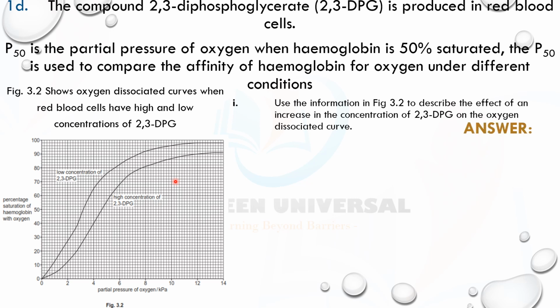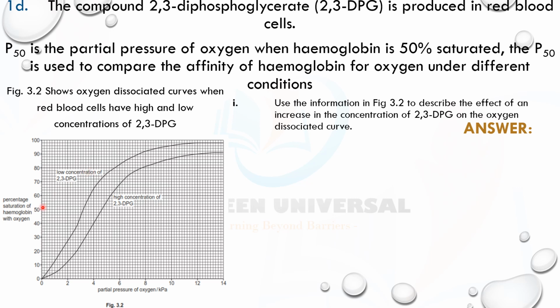Yes, we've seen that. Use the information in Fig 3.2 to describe the effect of an increase in the concentration of 2,3-DPG on the oxygen saturation curve. So we should describe the effect of increasing this. Can you see that? Now look at when there's low concentration. We can pause this video and try to solve it. Okay, pause the video, but you need the knowledge on this topic to solve this question.